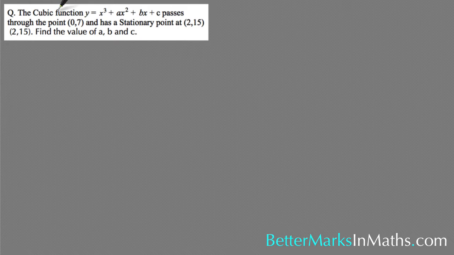In this question, there's a cubic function y equals x cubed plus ax squared plus bx plus c, and it passes through the point (0, 7) and has a stationary point at (2, 15). Find the value of a, b, and c.